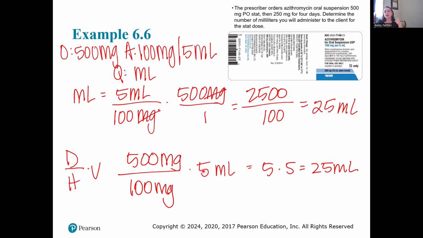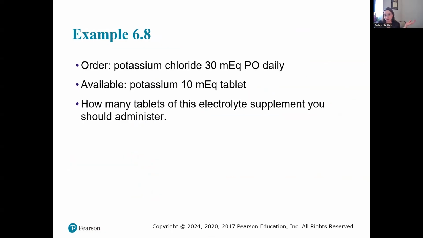All right. So now if I was doing desired over have, I look up here, my desired is 500 milligrams. I have available 100 milligrams. I have a volume, so I can't forget it, 5 milliliters. So 500 divided by 100 is 5. 5 times 5 is 25. And that is how you get that answer.